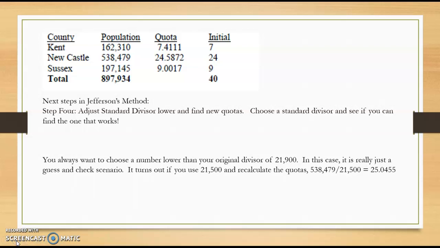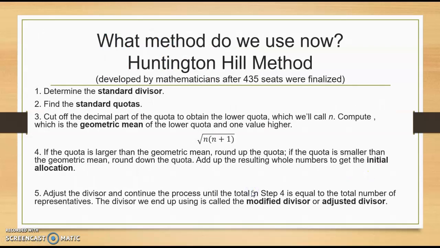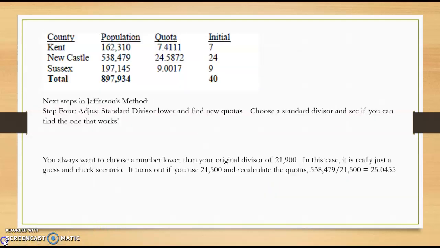If you use 21,500, recalculate the quotas by dividing each population by 21,500. For example, if you're looking at Newcastle, we have 538,479 divided by 21,500. We end up with 25.0455. In that case, we'll get that extra seat. That 25 rounds down to 25, our 7 and 9 stay the same, and we have 41.